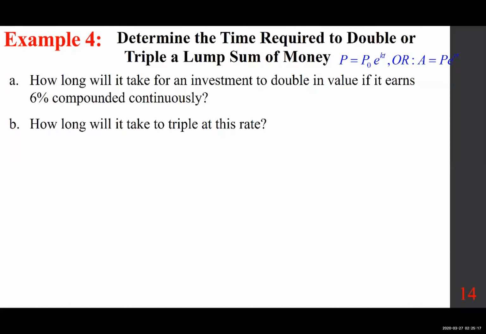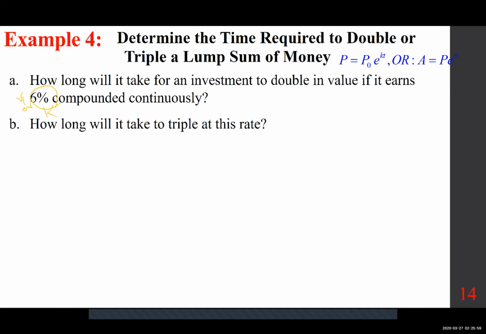We've already looked at the concept of doubling. So how long will it take for an investment to double in value if it earns 6% compounded continuously? Let's actually go over the proof one more time. We've gone over the proof and we showed that T is ln 2 over K. I hope you remember that. And you can use that, class. Remember, this is your R or K.